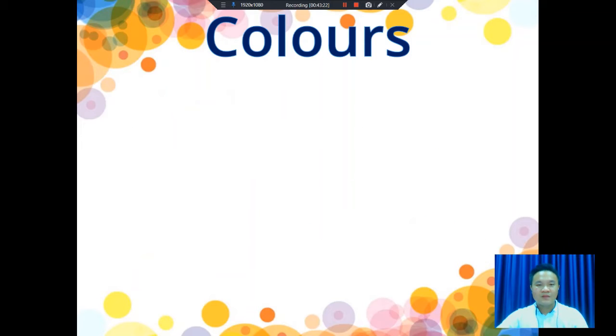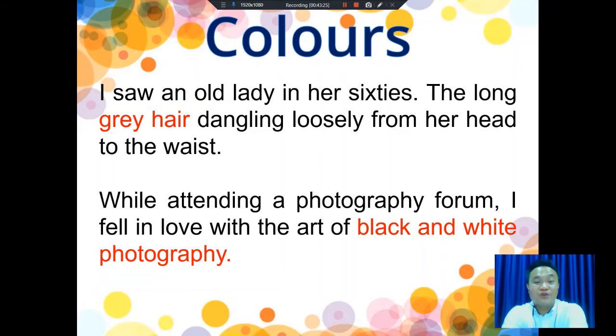Next one. We are talking about old ladies here, especially the hair. We talk about the long gray hair dangling loosely from her head to the waist. The hair is very long, and the color we describe as gray hair. Now next, while attending a photography forum, I fell in love with the art of black and white photography. There are so many types of photography, and here I choose black and white. It's easy to understand. Black and white photography.